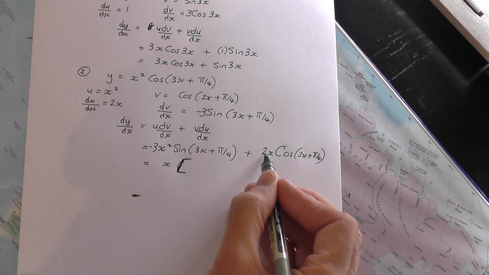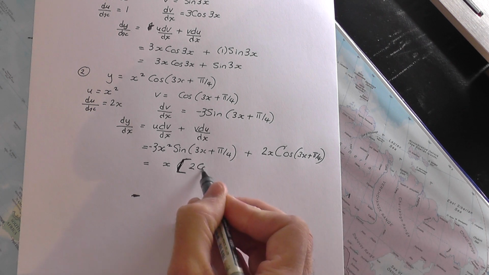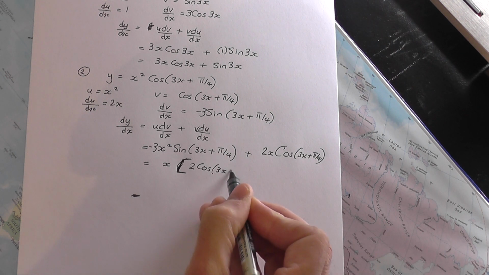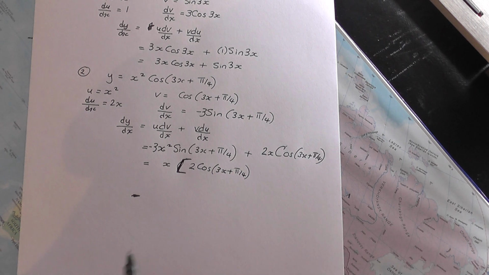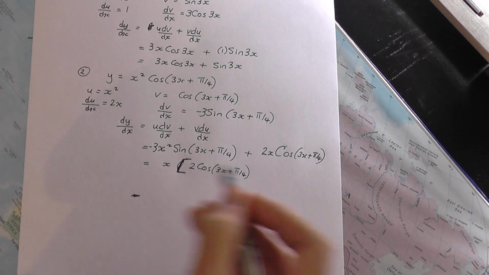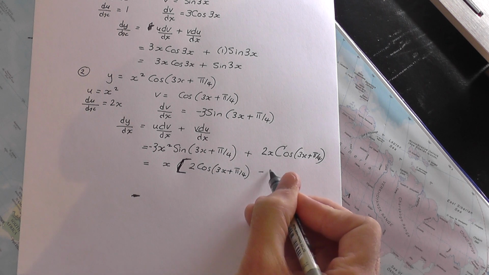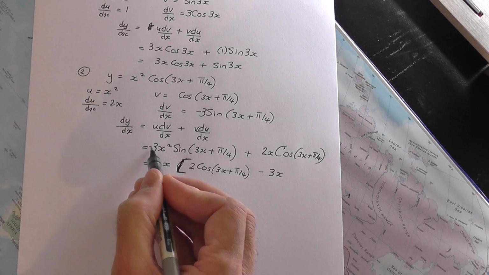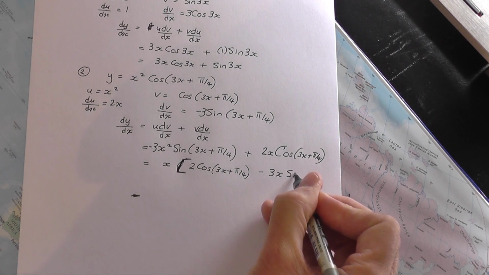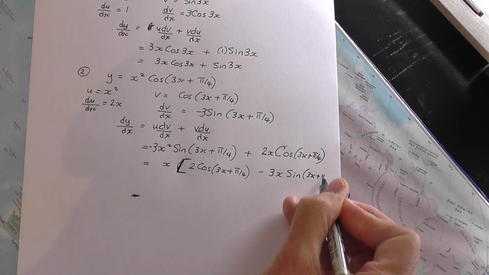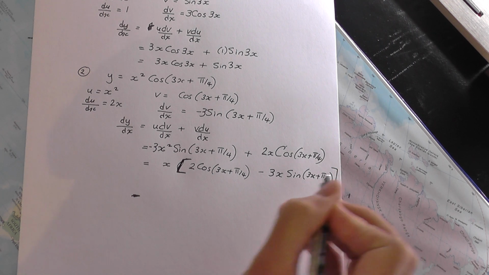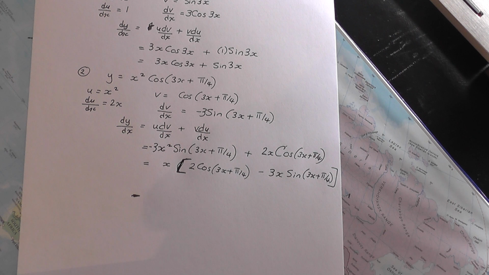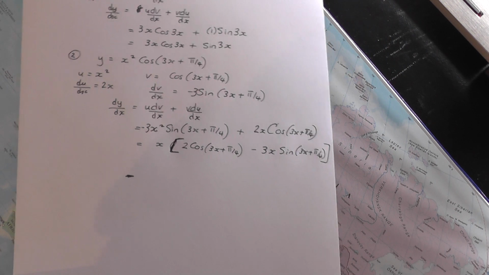So, x times 2, and then the cos term, gives you that. And then x times negative 3x to give the negative 3x squared, followed by the sine. Close bracket. And that's it. It won't simplify any further than that. So there's the final answer. Looks a bit messy, but it's actually not difficult to arrive at that answer.